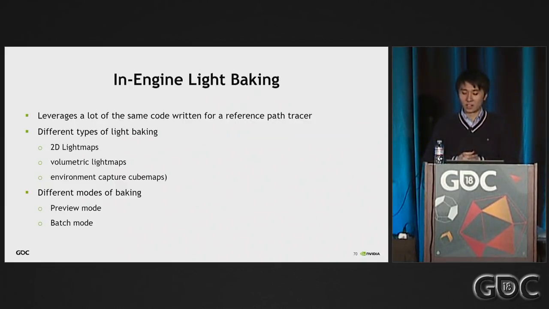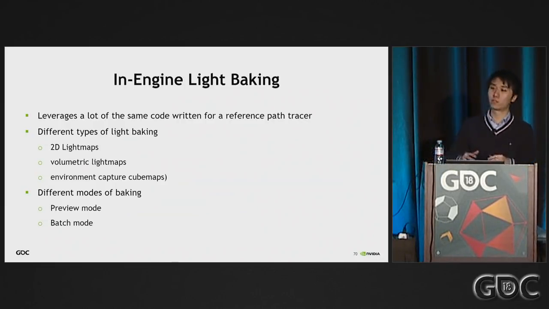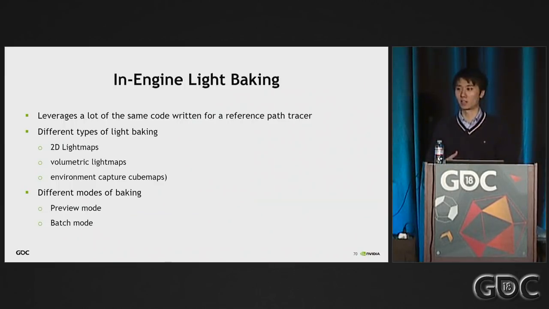And with DXR and RTX, building an in-engine interactive light map baker that shares the same rendering resources and code with the real-time renderer is also much easier. In fact, in our prototype implementation, we have reused a lot of the code that we have written for the reference path tracer in our light map baker. And the path tracer itself also reused all the shading and resource bindings in your real-time renderer. So it's really much easier than before, both in terms of writing the light baker and matching the results between different renderers.